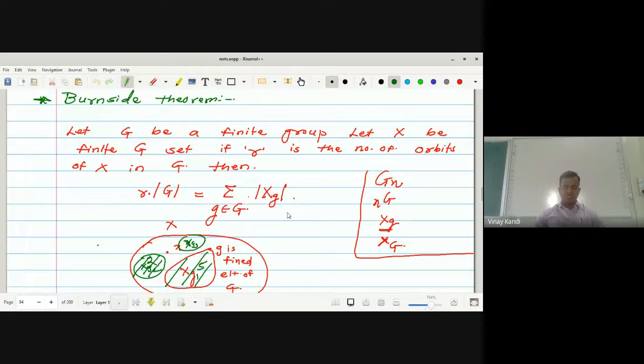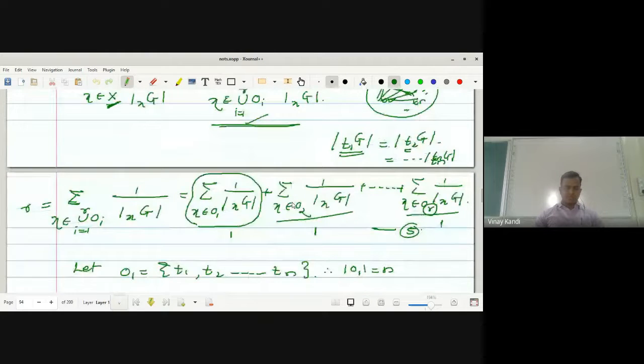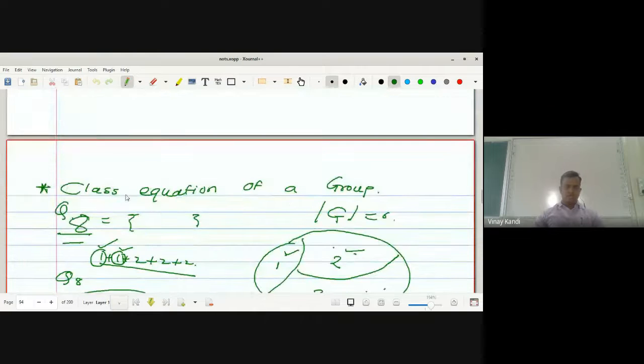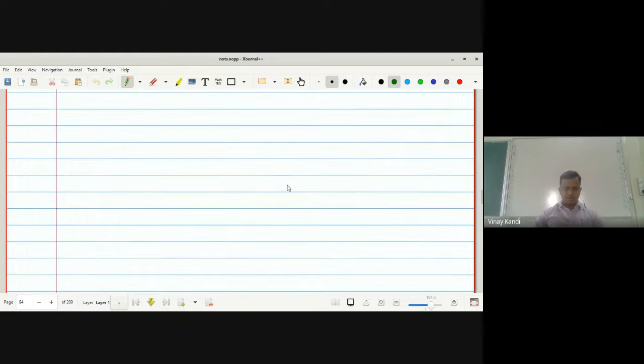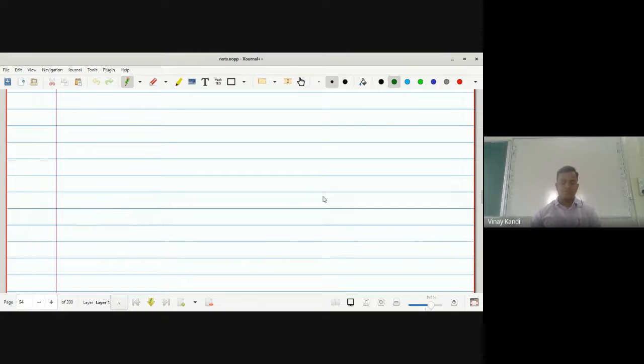That equation is called the class equation. So using this theorem, we derive one equation. Which one? The class equation of a group. Look here, what is the class equation, and what are the forms of the class equation? Class equation of a group.